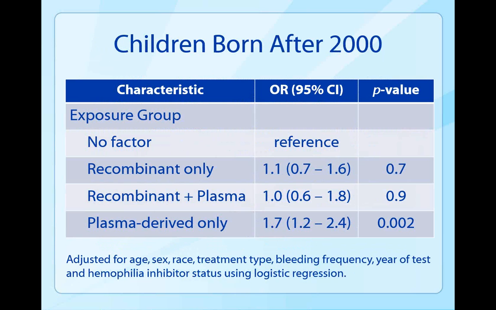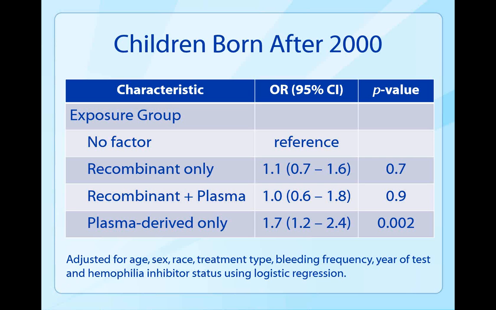So here is the same table as before. Now these are children born after 2000. And you can see, once again, with the recombinant product, there was no difference between those and the people not exposed to any product. And with the plasma-derived and recombinant, there was still no increased risk. But we saw a little bit of an increased risk still for the plasma-derived only. It's actually highly statistically significant, but it's essentially suggesting that perhaps there's still some exposure through plasma-derived products.